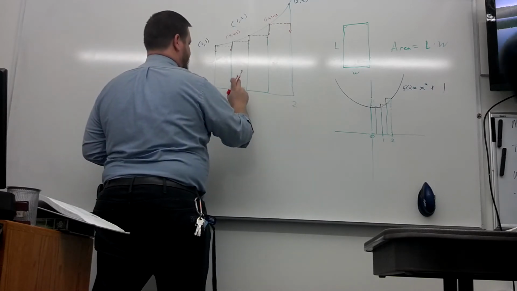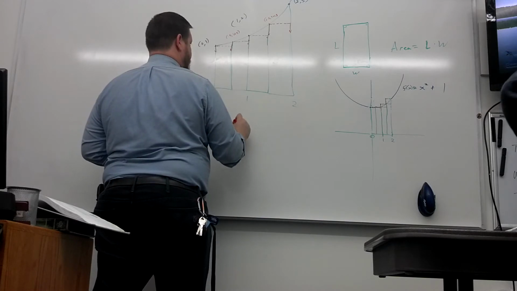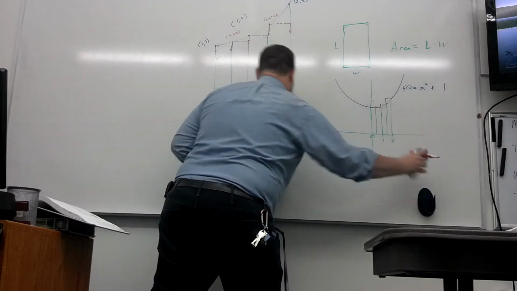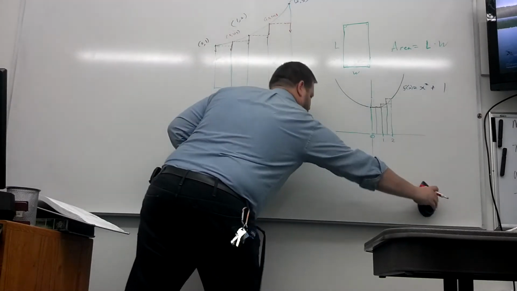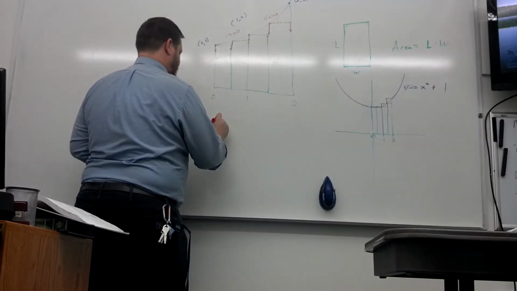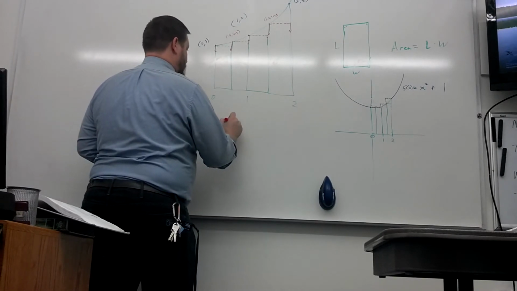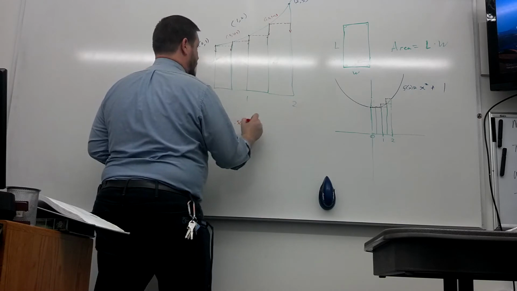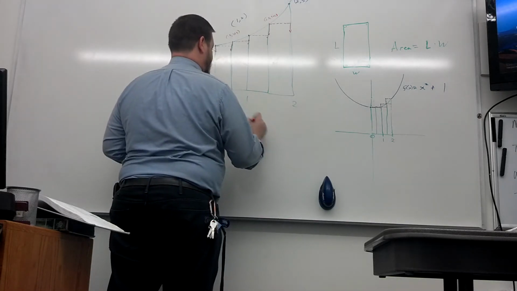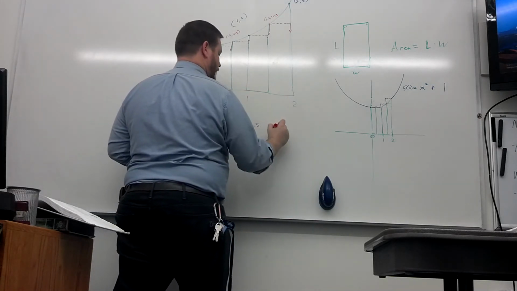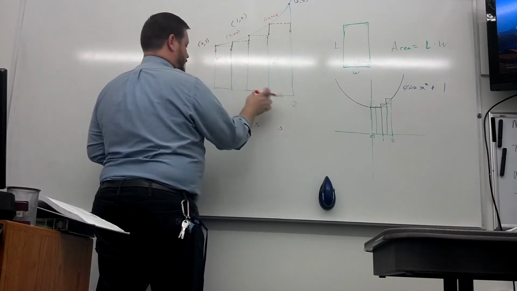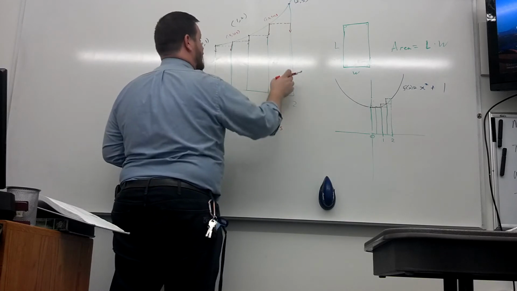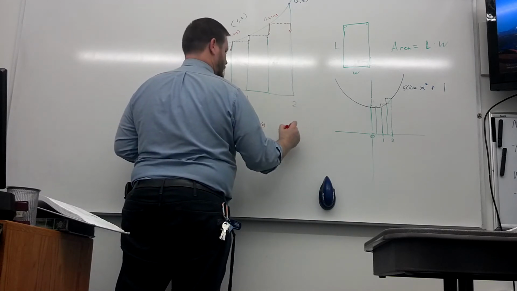What's the area of this rectangle? 0.5 times 1.25. Right. Okay, so this one is 0.5 times 1. This one is 0.5 times 1.25. All these are going to have the same width, 0.5, right? Yep. Okay. So this one is 0.5 times 2. And this one is 0.5 times 3.25. Yeah, that's right.